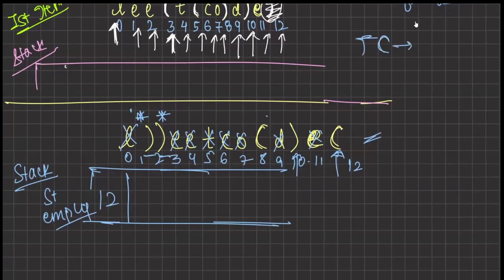Time complexity is O of n because we are iterating two times, 2n, so we can say O of n only. And the space complexity is O of n only because we are using a stack. So this is the approach and intuition. Let's jump to the code for approach one.